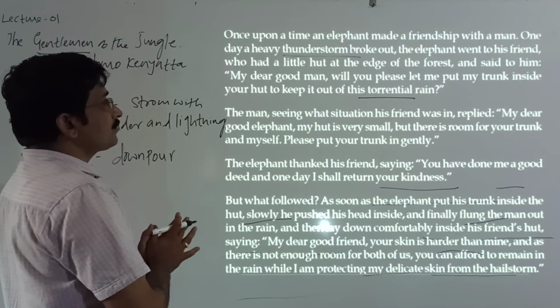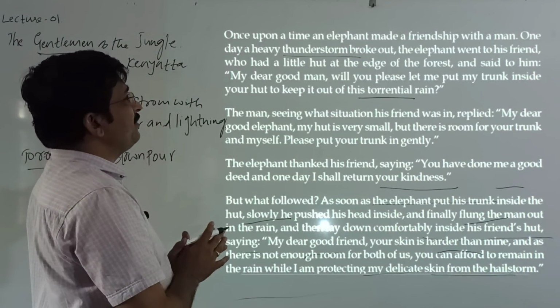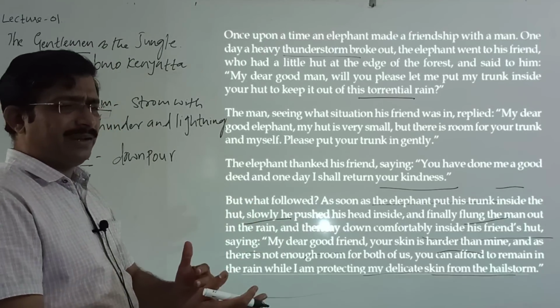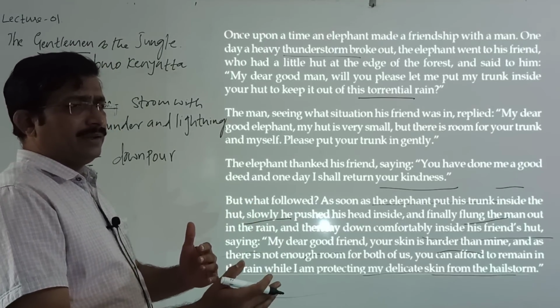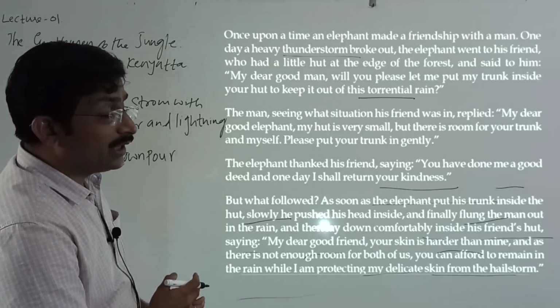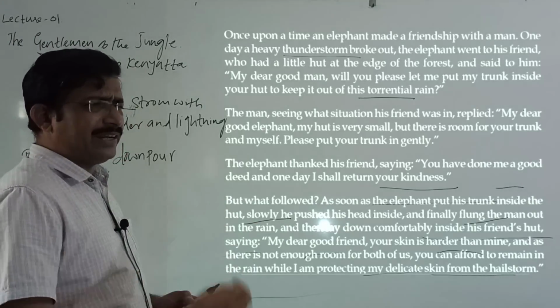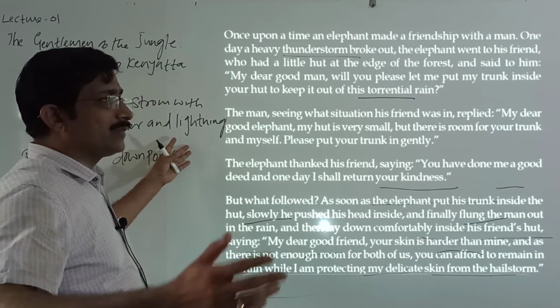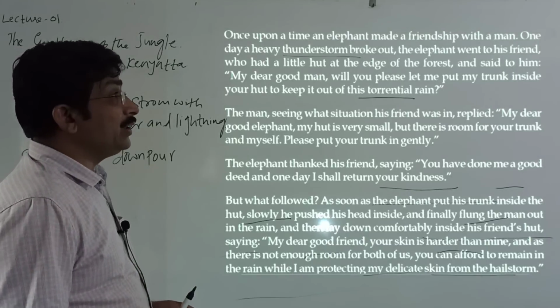Now see here. Once upon a time, an elephant made a friendship with a man. These two, an elephant and a man, made a friendship. One day, a heavy thunderstorm, heavy rainfall with thunder and lightning, broke out. It started. The elephant went to his friend.